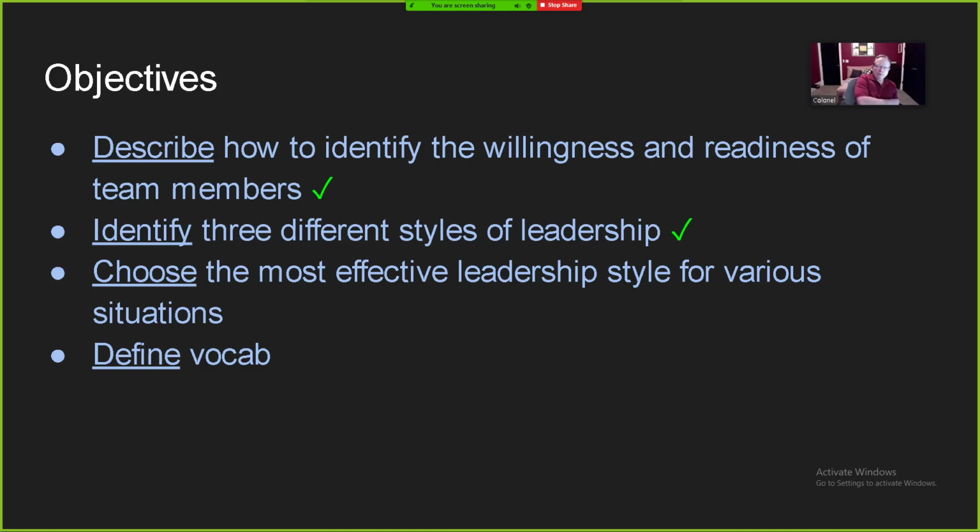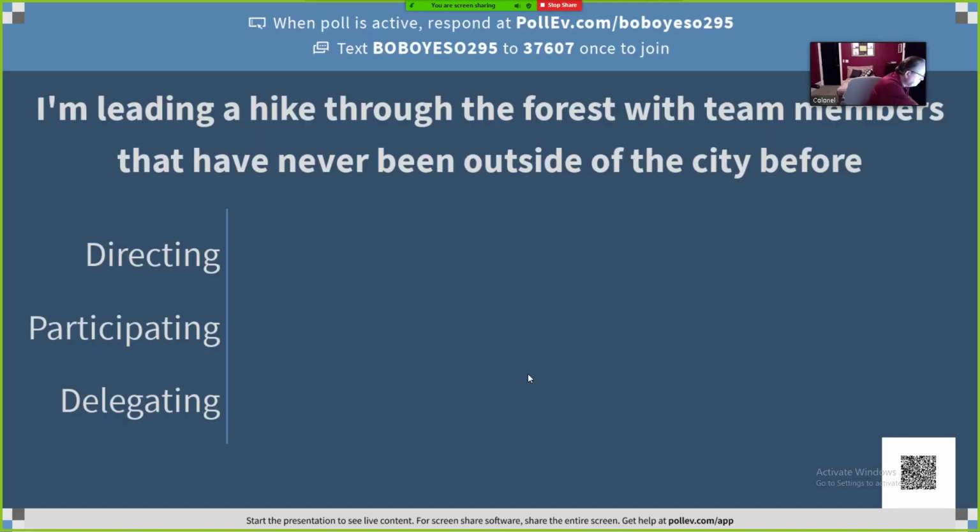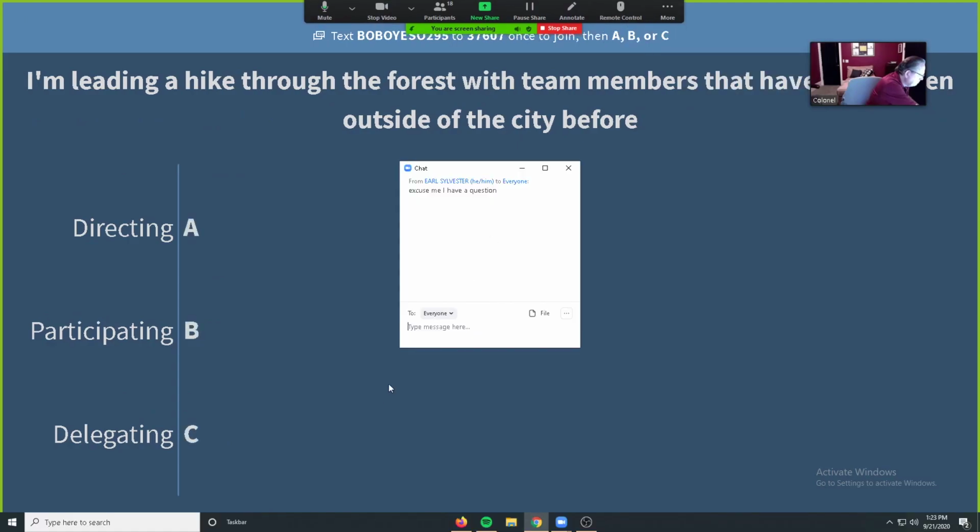And the next part of our objectives is we're supposed to be able to choose the most effective leadership style for various situations. So, if you go to the link in chat, hold on, let's see if I memorized it. Yeah. If you just put that in your browser.